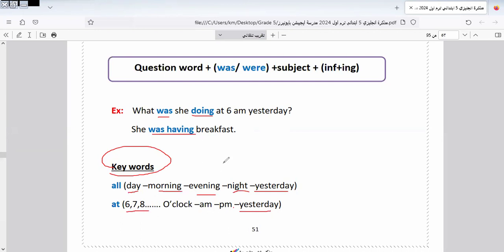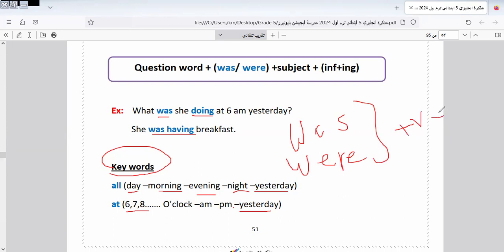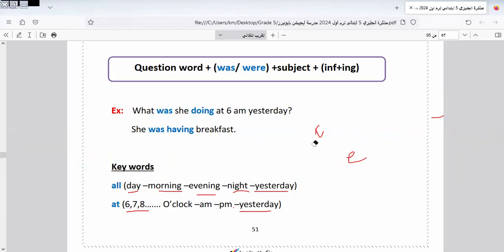p.m. yesterday. When we express the action all day, all yesterday morning, all yesterday evening, yesterday 6 o'clock, or yesterday 8 o'clock, anything of this expression, I put was or were. It will be was or were plus verb plus ing form. Now we know how to make the past continuous tense. Okay, let's continue the rest of the lesson.